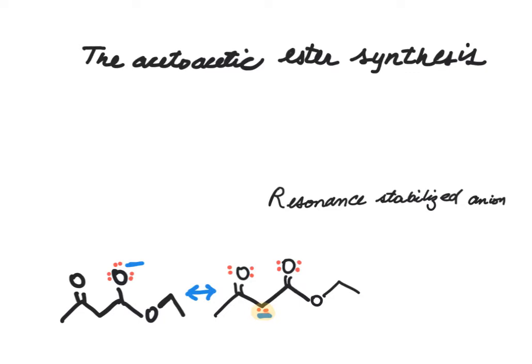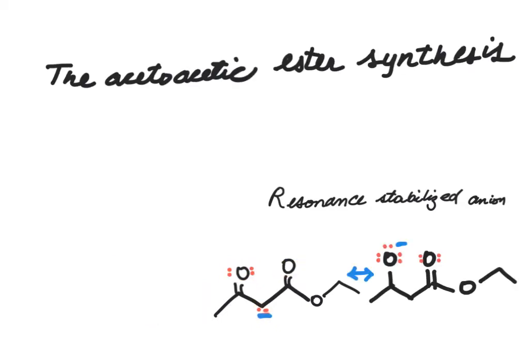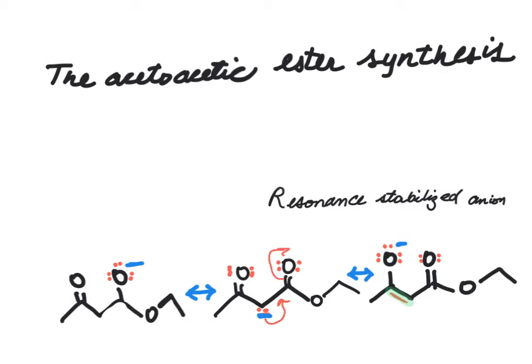We will have that the negative charge on the alpha carbon is delocalized between two oxygens. The sp3 carbon has become an sp2 carbon, and these two electrons we can push towards this oxygen, and an equivalent resonance structure will be formed when we push these two electrons from the alpha carbon to this oxygen. Observe that all three resonance structures have the same negative charge.